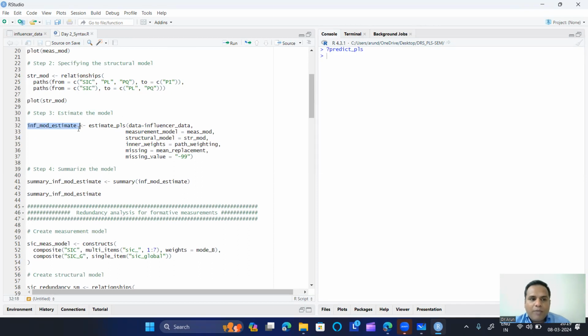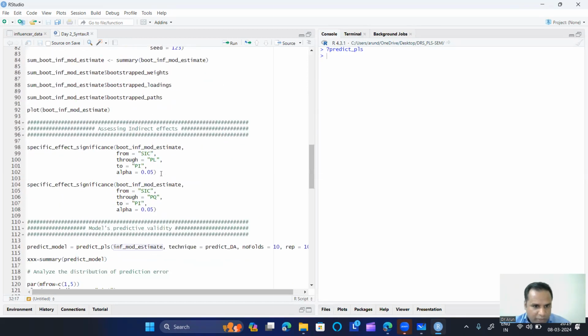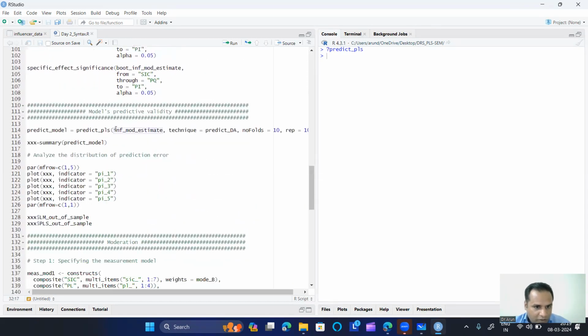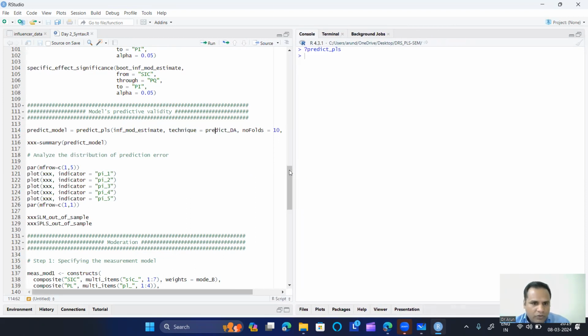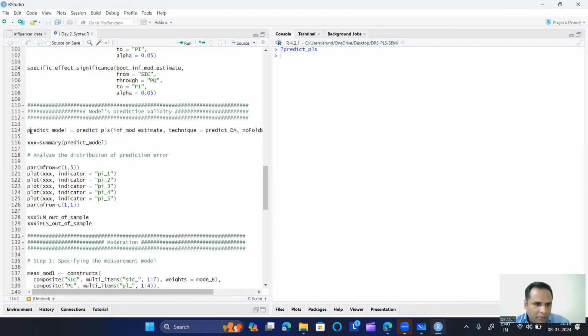So before bootstrapping your model, this is something that you need to capture. Before bootstrapping, whatever the step 3, you just bring it here. There is always a confusion about which vector to add here. So step 3 you should add here. For the technique, if there are mediators in the model, you should always use predict underscore DA. And this is by default. Number of folds 10, repetition equal to 10. This is by default. So now I'll simply run line number 114.